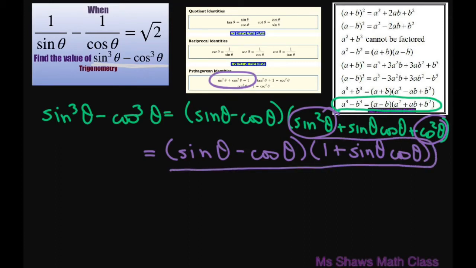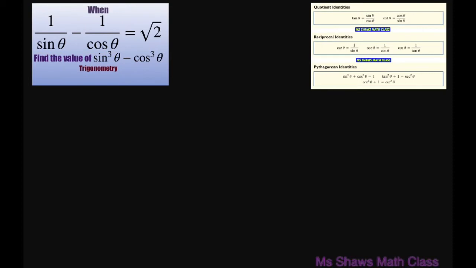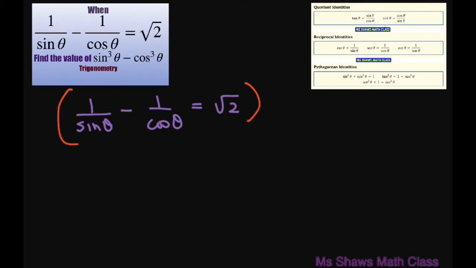So you might want to write this one down. What I'm going to do from here on out is use this equation and try to get it to look something like this so we can use substitution. So I will write this one down again, but just want you to know what we're looking for. All right, so let's get started. What we're going to do is take our equation 1 divided by sine of theta minus 1 divided by cosine of theta equals square root of 2, and multiply everything through by sine of theta cosine of theta.